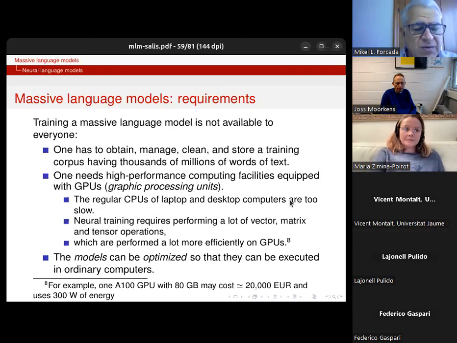So now imagine we have thousands of units, millions of connections, and you have to train that. Training a massive language model, or large language models as they're usually called, is not available to everyone. You need to be able to obtain, manage, clean, store, and curate a corpus having thousands of millions of words of text. And then you need high performance computing facilities with GPUs, or graphic processing units, as they were called before, because they were used for realistic graphics.